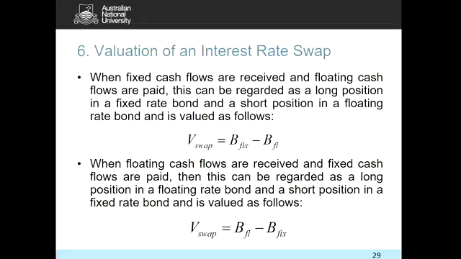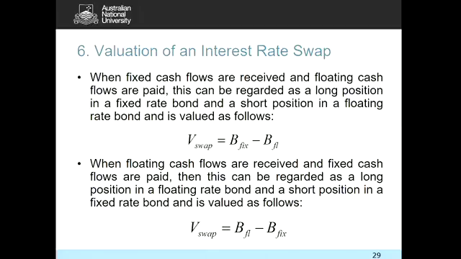And the value of the swap is always going to be the value of the bond that you receive minus the value of the bond that you pay out. So what does that mean? That means if you're receiving fixed interest rates, fixed bond cash flows, and you're paying out floating, then it'll be the value of the fixed minus the value of the floating.